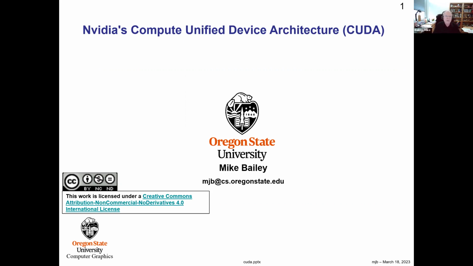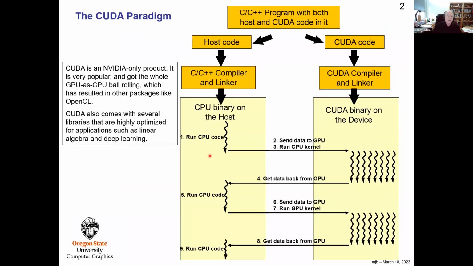It stands for Compute Unified Device Architecture, but basically it means you can write in something that looks like C and it will run on a GPU. So let's go see how this is going to work. Here's how this is going to happen.